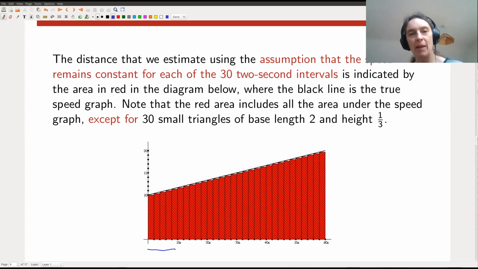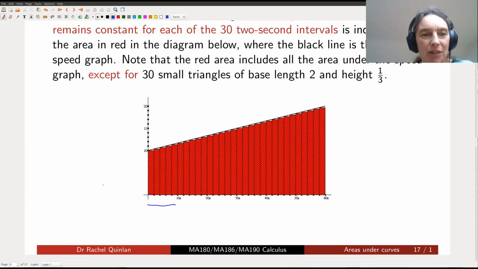Okay, and also the other observation from this picture is that the speed graph is the sloping black line there. The red area of these 30 vertical columns accounts for most of the area under the speed graph, but what it omits is 30 small triangles, visible there in white, just under the black sloped line, each of which has base length 2 and height 1/3. Okay, so you can, of course, calculate the total area of those things if you want to.